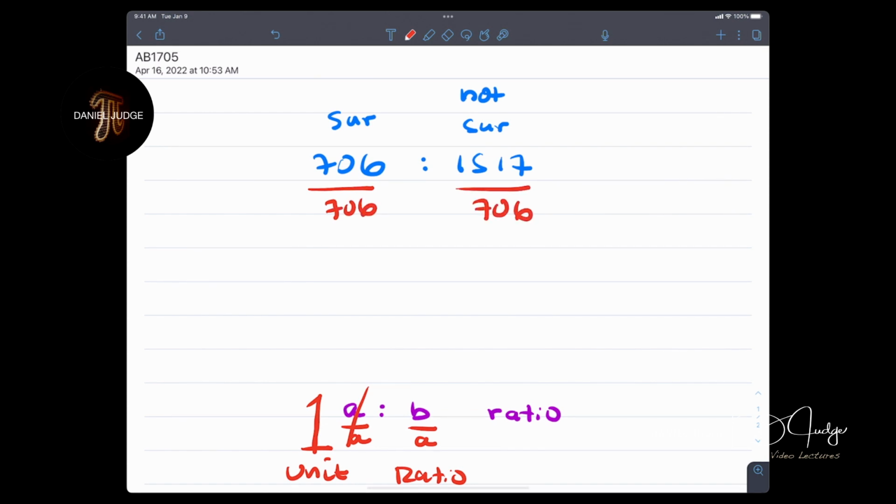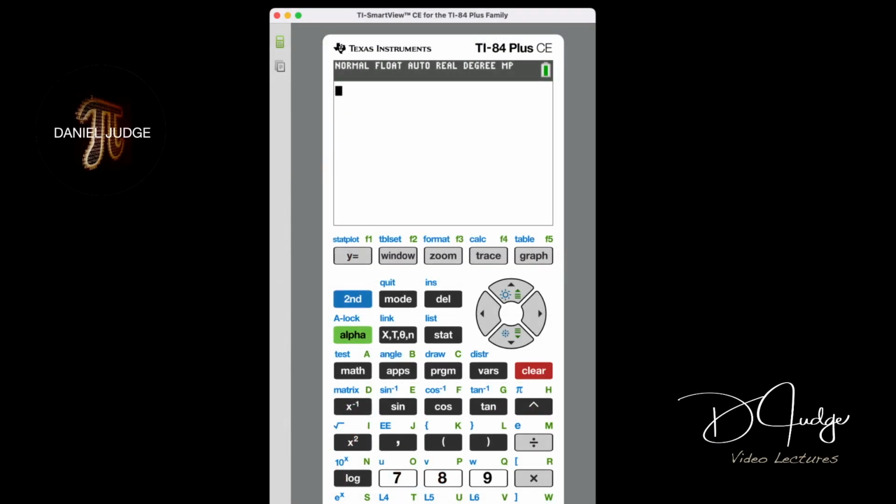Now, what does that do? 706 over 706 gives you the number 1. There's where the word unit comes from. And then I have to find out what this ratio here of 1,517 divided by 706 is. So I'm going to go to my calculator. 1,517 divided by 706. Now, ladies and gentlemen, I get the number 2.148 to the nearest thousandths, actually 2.149 to the nearest thousandths.